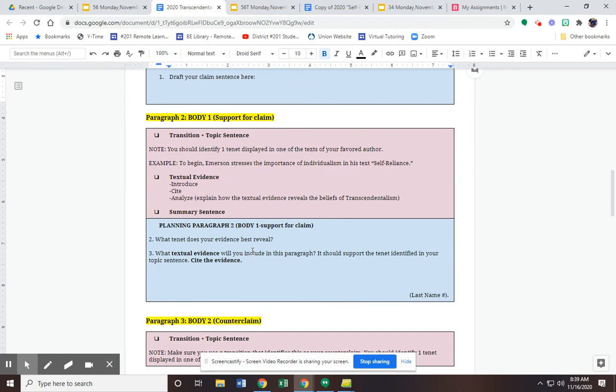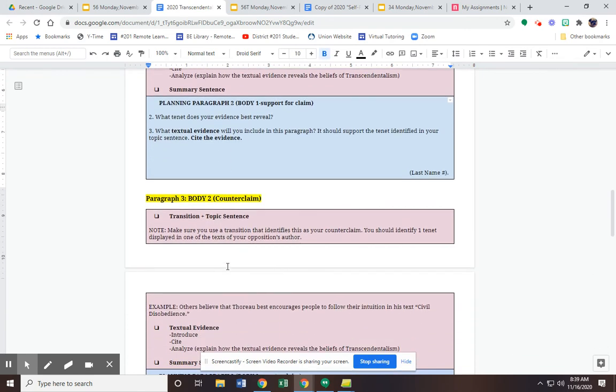Okay, body 1, that's paragraph 2, is providing support for your claim. So you need to tell me in your topic sentence, have a transition, and then identify one tenet explained in your text. So if I was doing Emerson's, I would probably first go with like individualism, okay? Then you need to find a piece of textual evidence that shows the individualism from Self-Reliance. Make sure you introduce it, cite it, and analyze it, okay? What you're doing today is just telling me what tenet and then finding your textual evidence, okay? You're just doing the planning today.